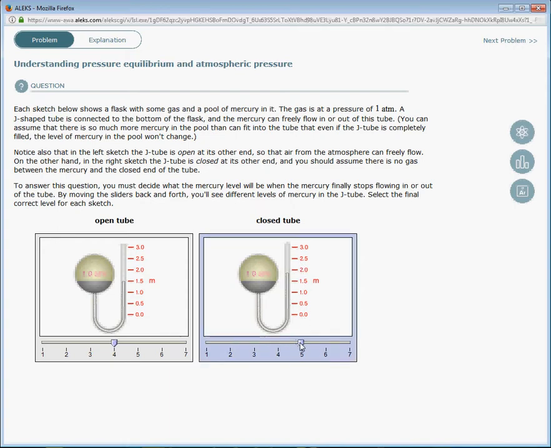So if we go over to 5, that's not enough. It's not above 2 yet. If we go over to choice 6, you can see it's between 2 and 2.5, which is the correct amount for it to go up. So this height difference between the mercury here and the mercury here is 760 millimeters, or 1 atmosphere.